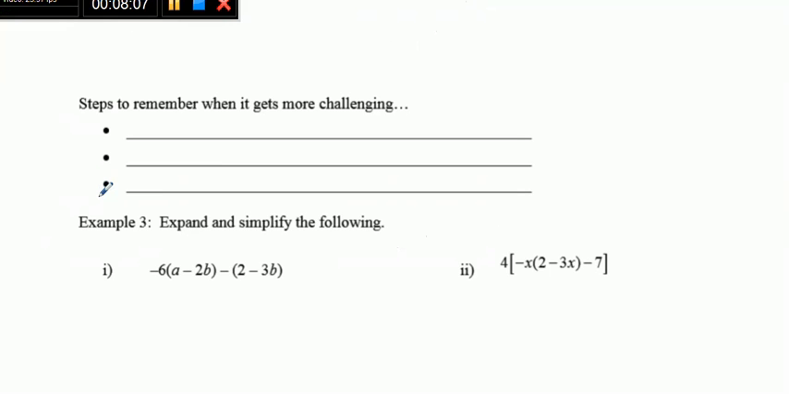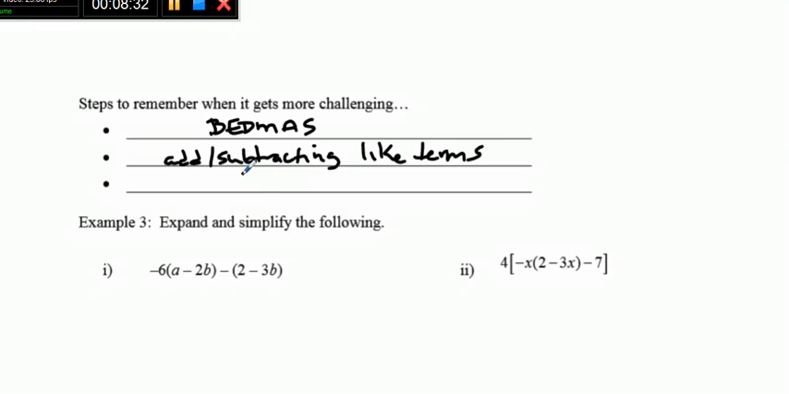All right. Steps to remember when it gets more challenging. So don't forget about your BEDMAS rules. Don't forget about adding and subtracting like terms. And don't forget fruit salad versus smoothie, as well as your rules for your powers.